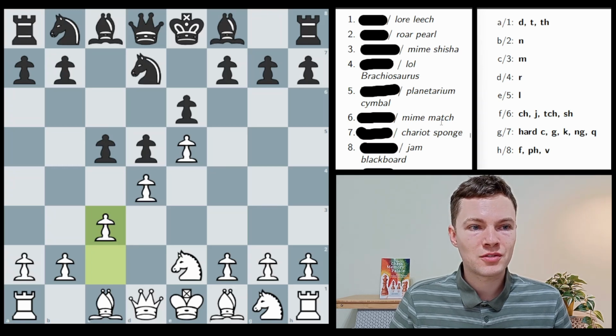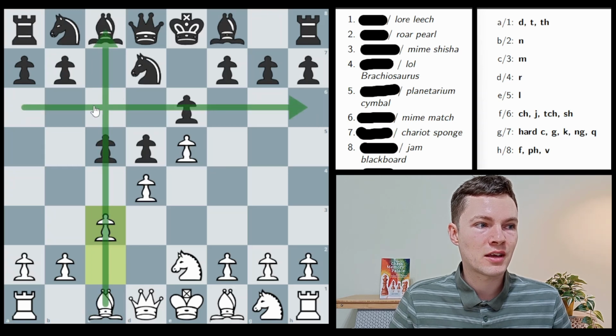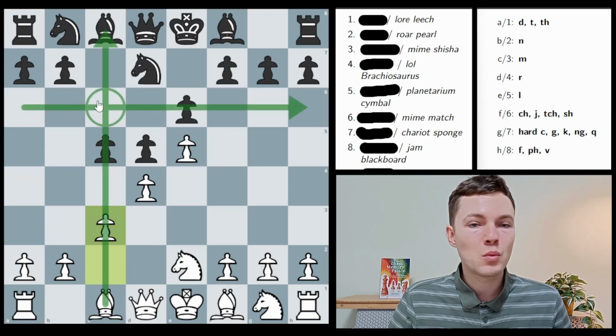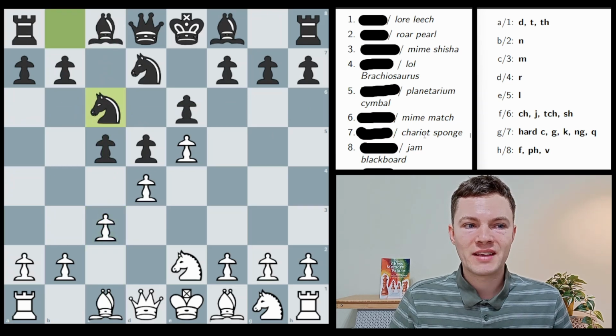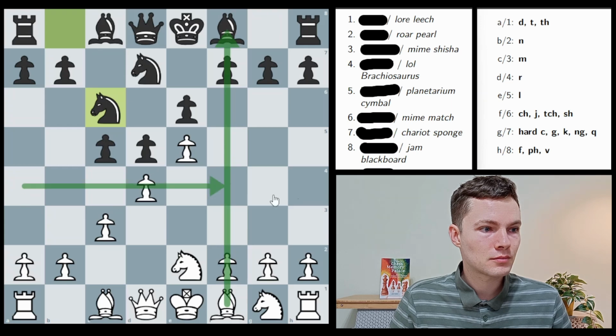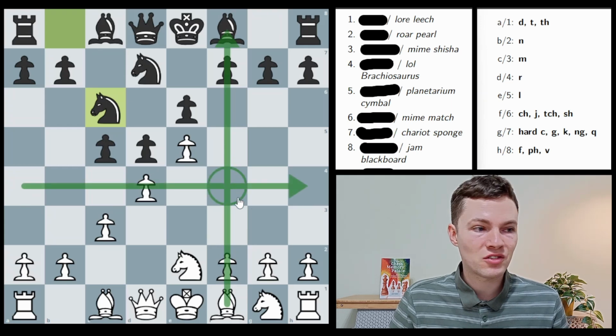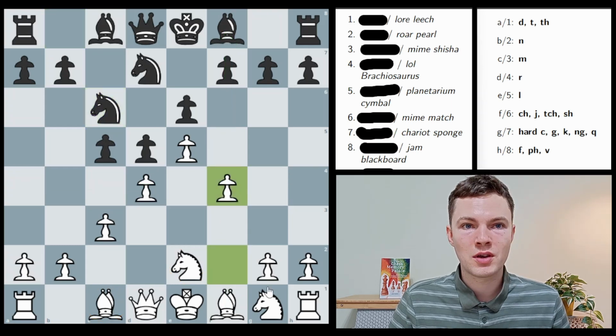Black plays match. So that is m and ch. So we're looking at the 3rd file, the 6th rank. Only one piece can move there. Knight c6. White plays chariot. Ch and r are our first 2 consonant sounds. So that's 6 and 4. It's a 3-syllable picture word, and we have these 3 candidate pieces. So it is pawn to f4.